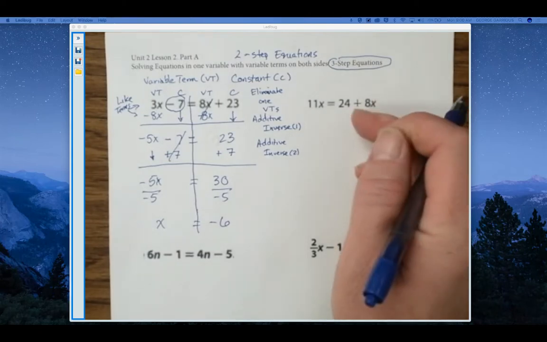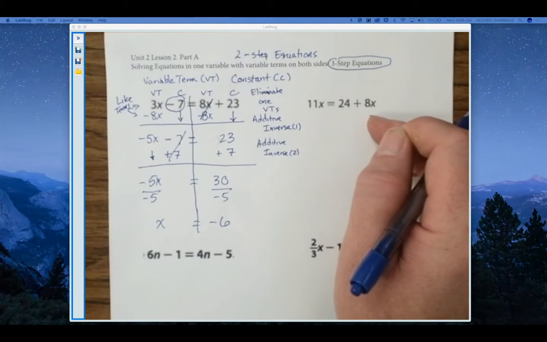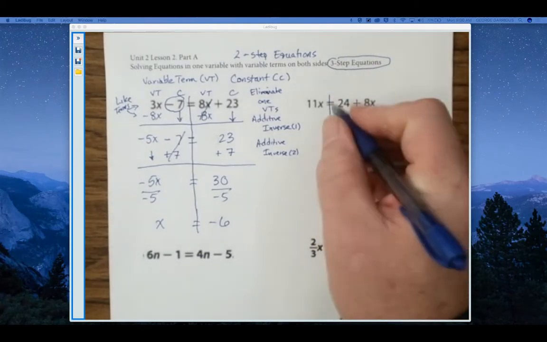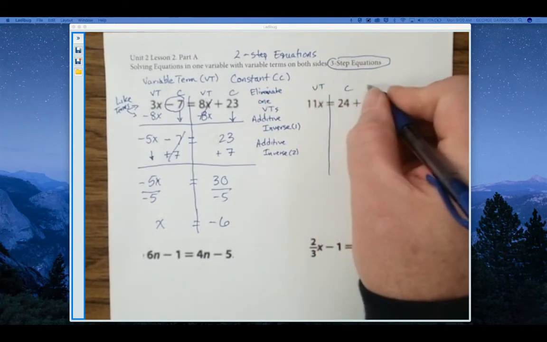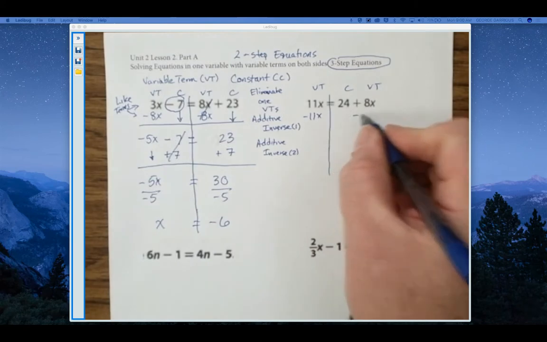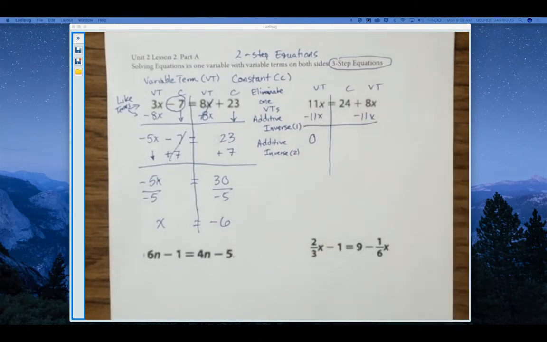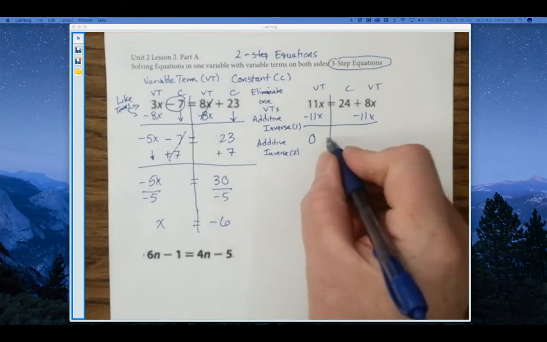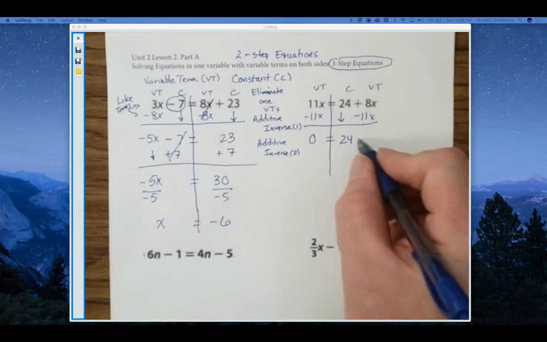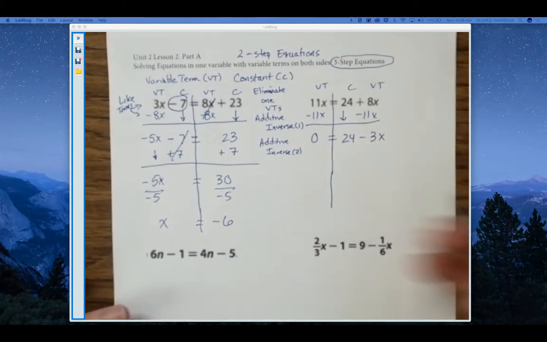Let's see what happens if I accidentally, the smart thing to do here would be to subtract 8x. But let's say I subtracted 11x, because I have a variable term, a constant, and a variable term. So if I subtracted 11x, it's going to make more work for me. That becomes 0 equals 24. 8 minus 11x is minus 3x. Okay, so now I have a big problem.